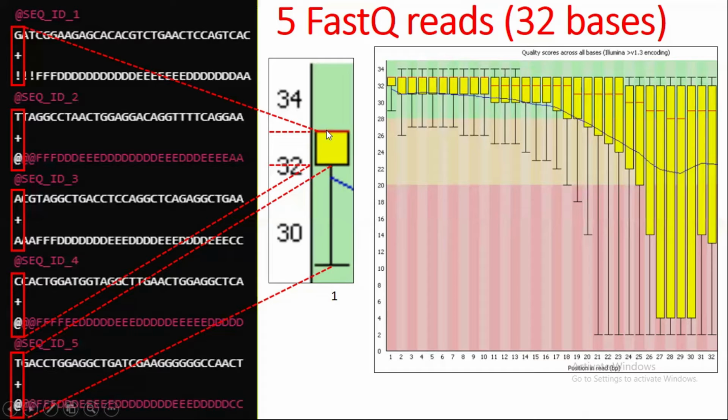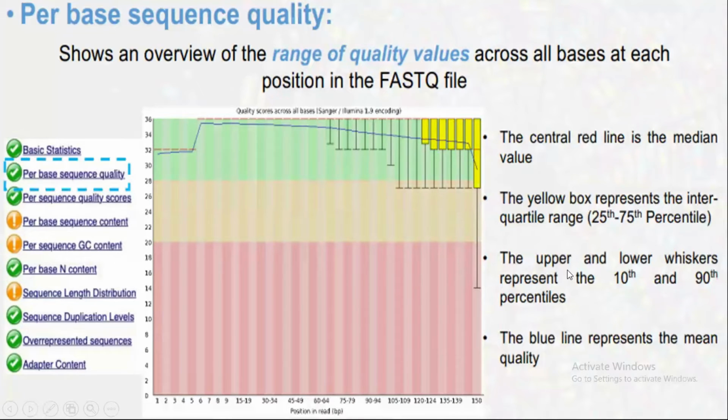If there is no whisker, we can say that almost all the reads, the 25% of the reads, revolve around this median. So this is the reason that there is no whisker here. And the blue line represents the mean quality. So this is basically the mean quality.